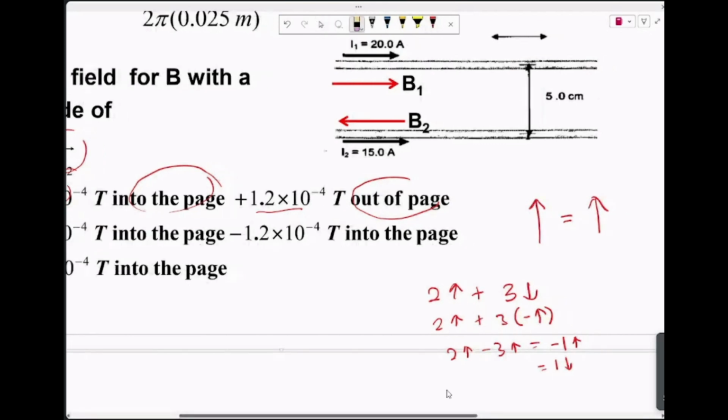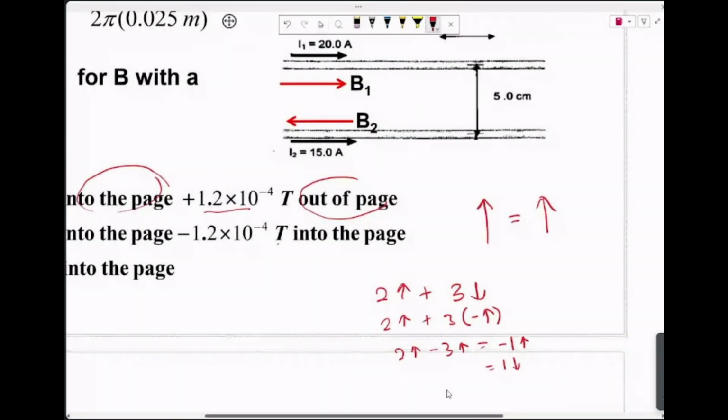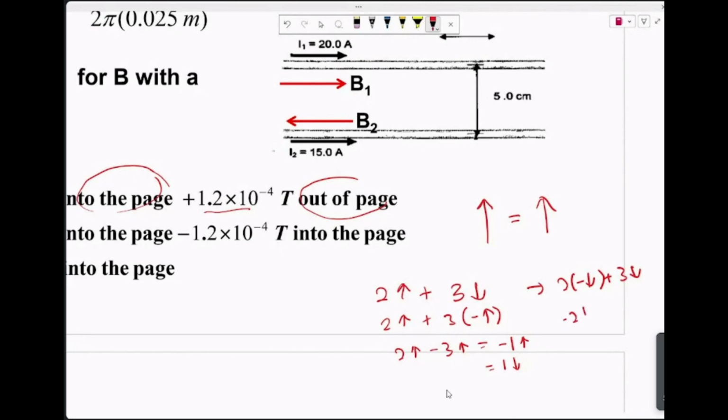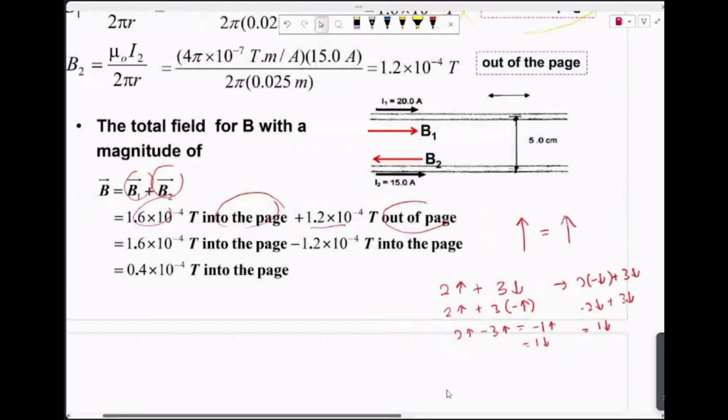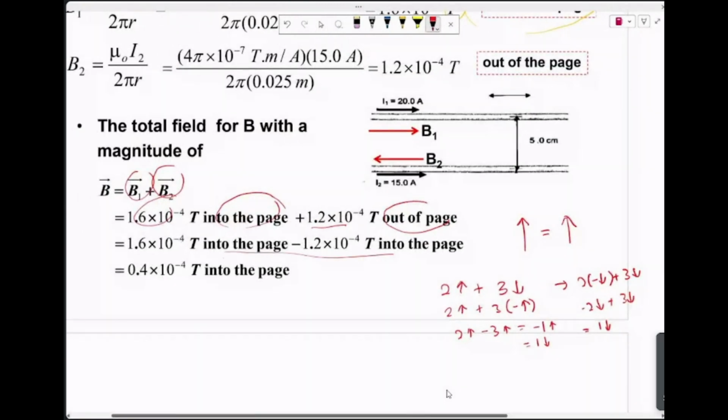Or you can also solve the same thing here. Instead of changing it to upward, you can change it into negative 2 downward plus 3 downward. Adding these two, that will give you 1 downward. Same answer. Same logic, same application for this. So I don't need to explain the other way around.